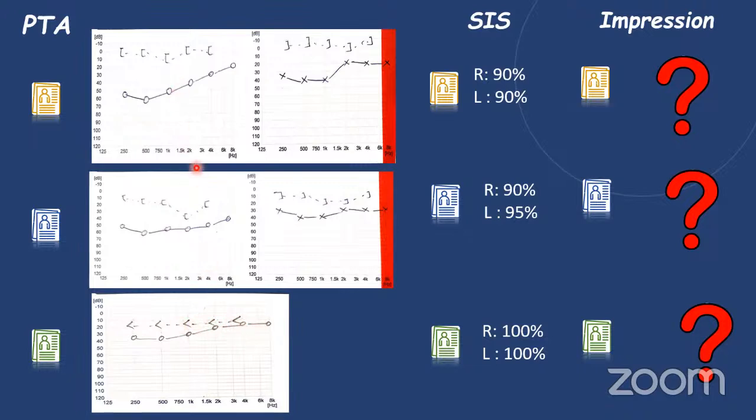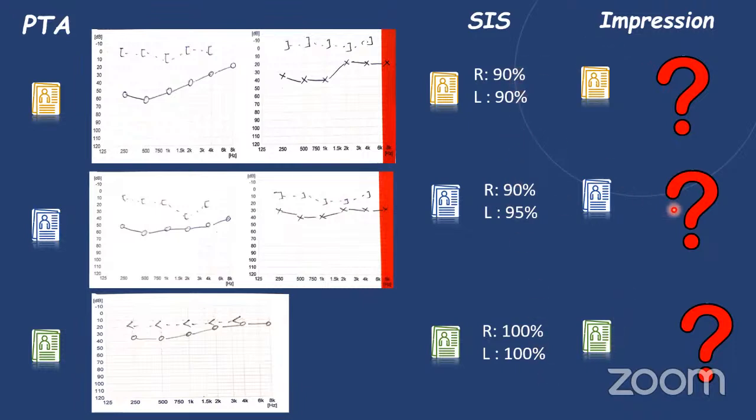The first two cases had mild to moderate hearing loss in both ears, and the third case had around minimal to mild hearing loss in the right ear. In the left ear, I have not put, it was normal. Speech audiometry was done, and all three cases had good speech audiometry scores, greater than 90.